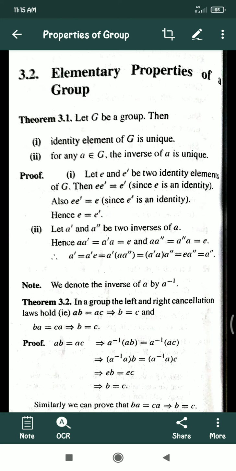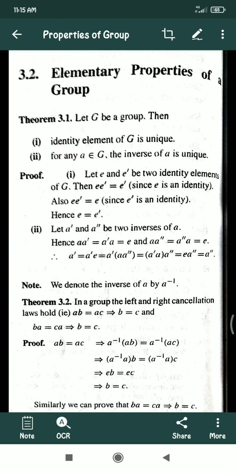So first we choose ab equal to ac. We can multiply by a inverse on both the left-hand side and right-hand side. So we can write a inverse ab on the left-hand side and a inverse ac on the right-hand side. So we can combine a inverse and a on both sides.